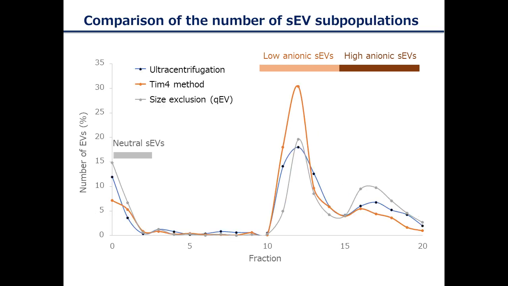Here is a comparison of the number of SEV subpopulations isolated by the three methods: ultracentrifugation, TIM4 method, and size exclusion using qEV. The TIM4 method yielded more low anionic SEVs, but less neutral and high anionic SEVs than the other two methods. Some researchers claim that exosomes are more enriched in the low anionic fractions, whereas microvesicles are in the high anionic fractions. This might be the reason why MSC-derived SEVs isolated by TIM4 method had stronger functional activities.